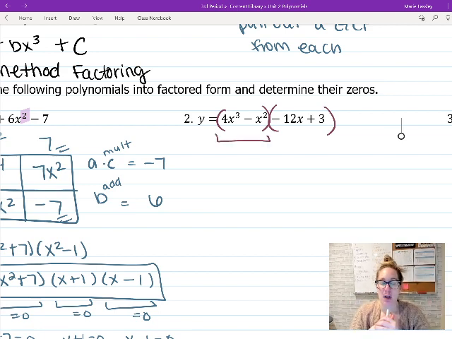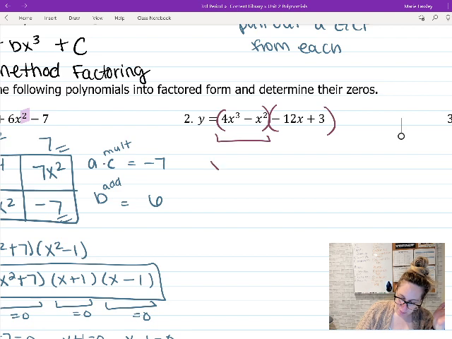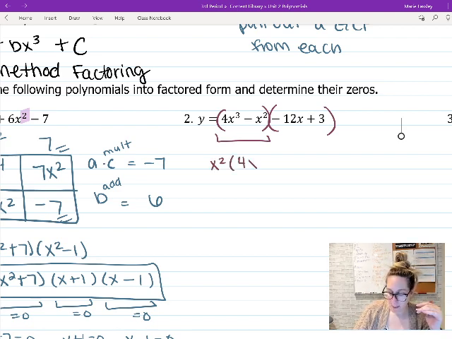So I have 4x cubed minus x squared. All they have in common is an x squared. So I can pull that out. All right, so I'm going to pull out x squared. That leaves me with 4x minus 1.